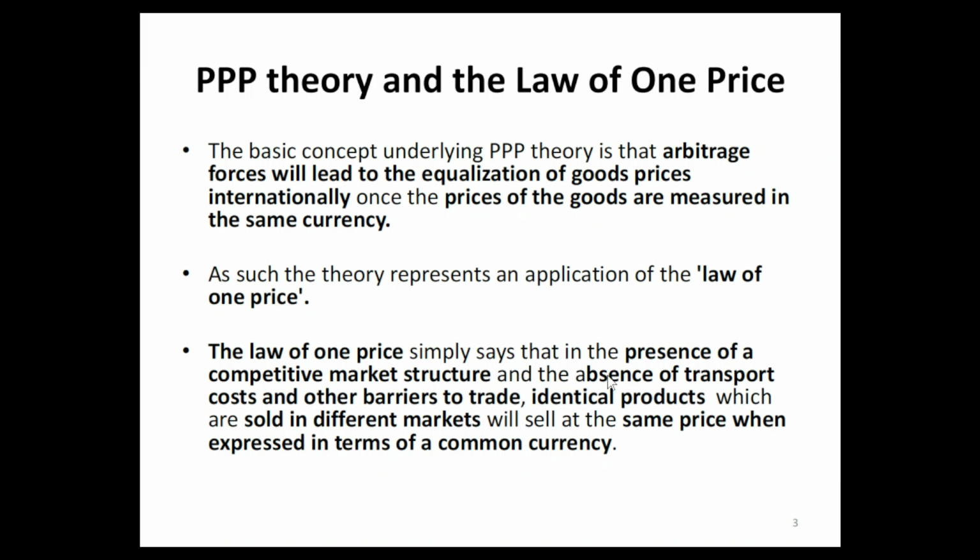It simply says that in the presence of a competitive market structure and the absence of transport cost and other barriers to trade, identical products which are sold in different markets will sell at the same price when they are expressed in terms of a common currency, right?